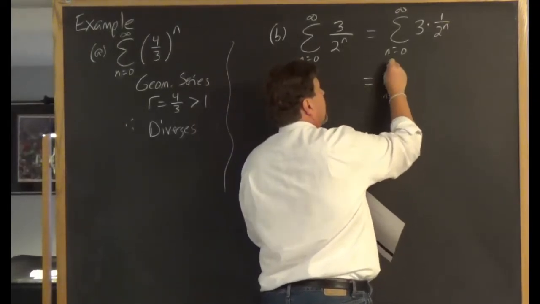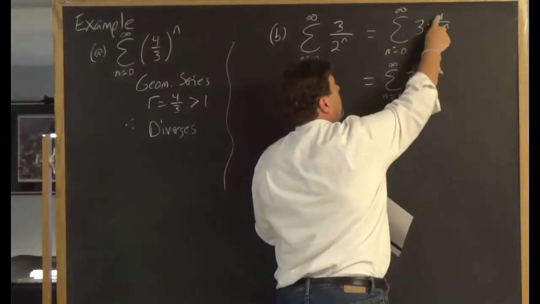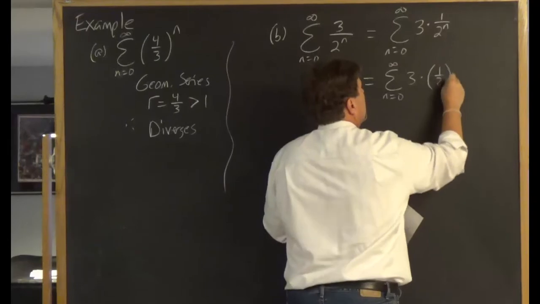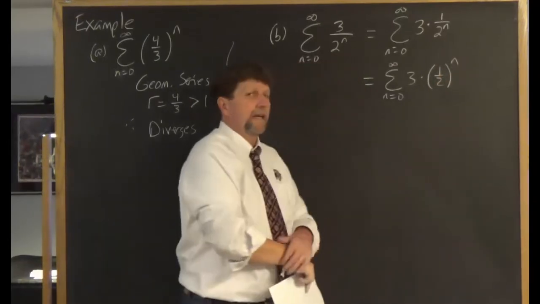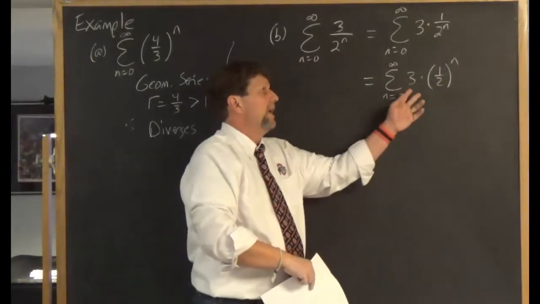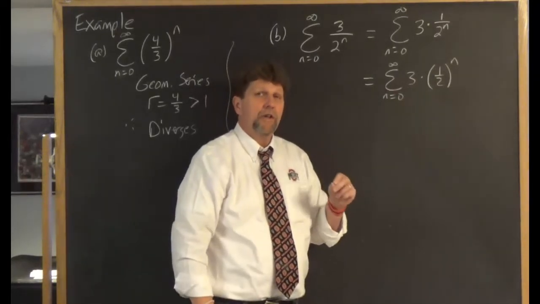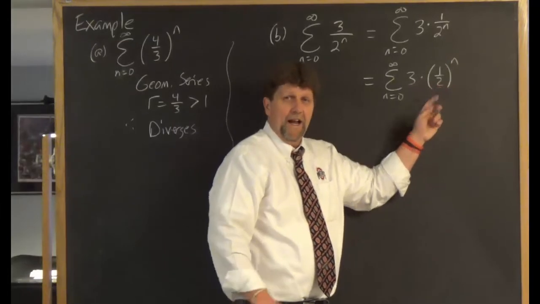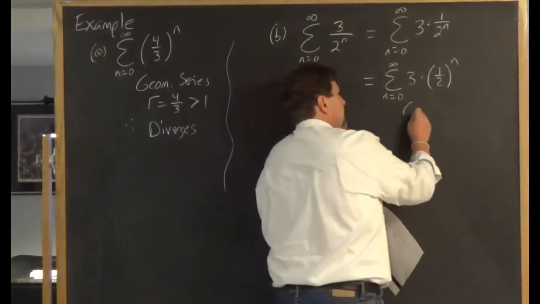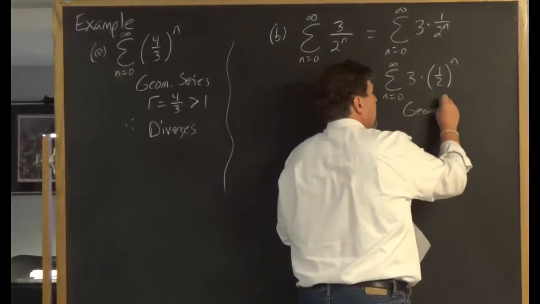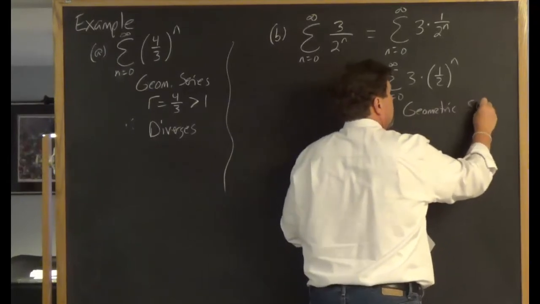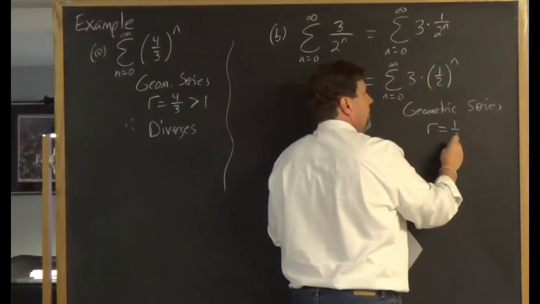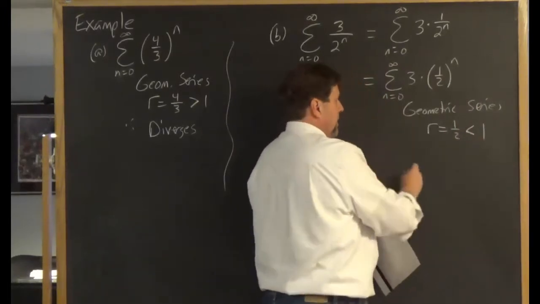By that old rule of exponents, 1/2 to the n, that's the same thing as 1/2 to the n. Now I see it is a geometric series. A is 3, R is 1/2. So now I see this is a geometric series. The ratio R is 1/2, which is less than 1.